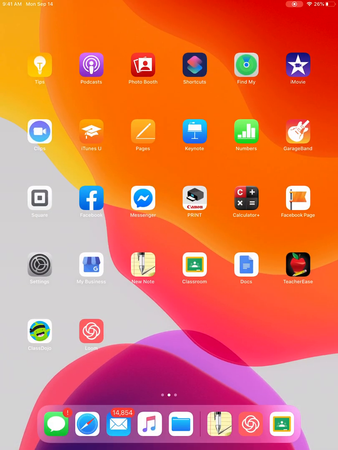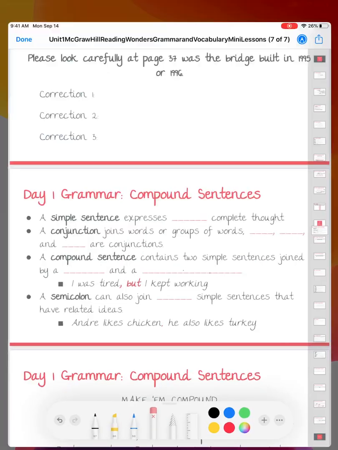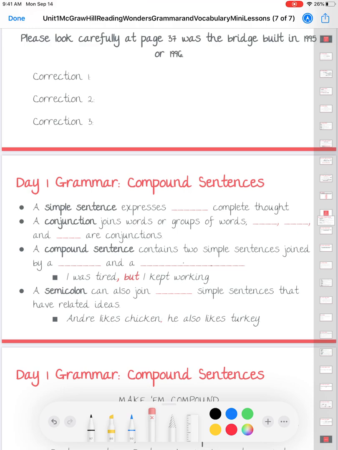Okay, so we're going to dive into compound sentences. Make sure you've got your notebook out so we can take notes today. I actually already have the notes done, so I'm going to switch back from the slide. If you need extra time, just pause the video so you can write your notes down.